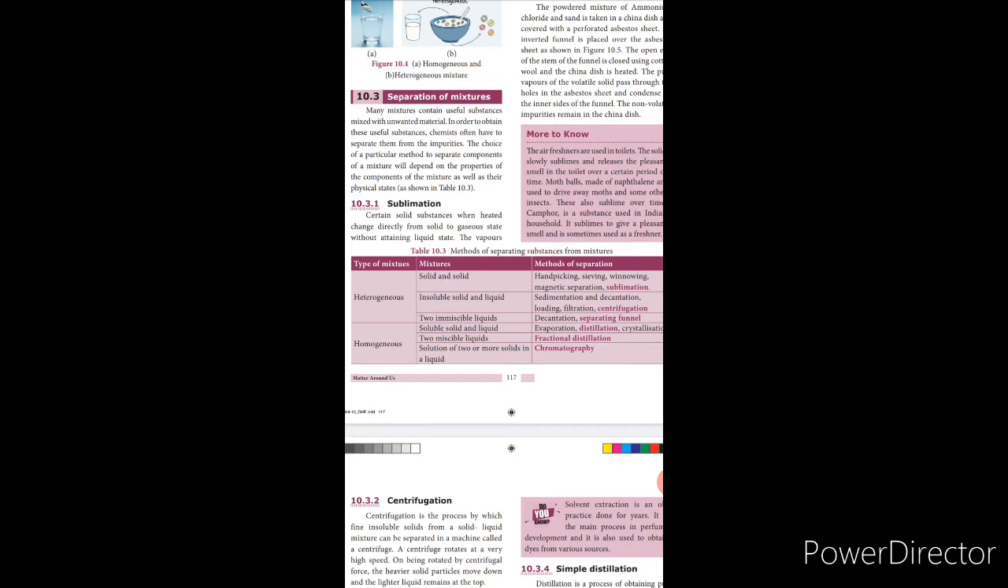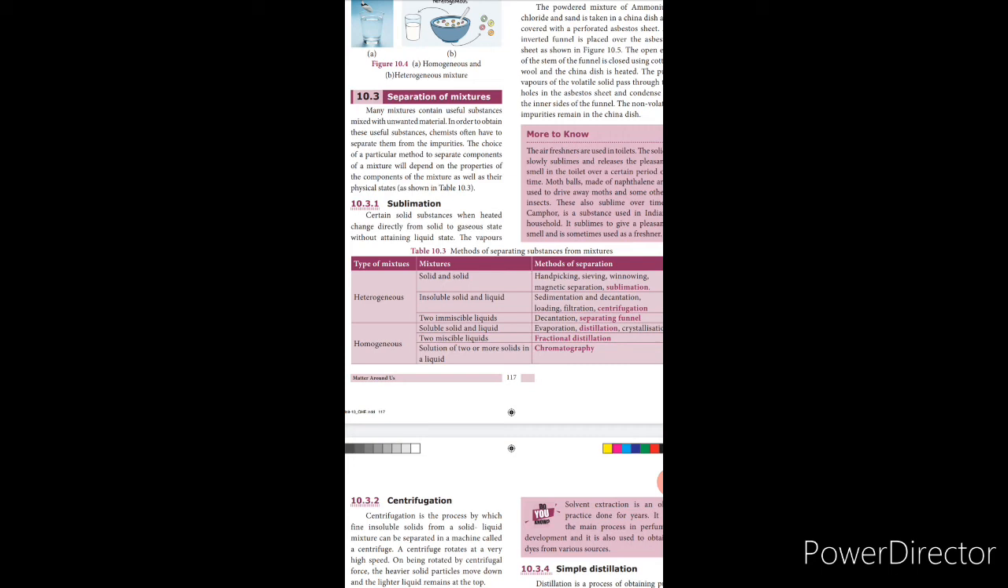The sedimentation, for example, if you have sand and water mixed together, after some time what happens, it will settle down at the bottom of the test tube and you will get clear water at the top. So this can be decanted. Decanted is filtered and sedimentation is settling down. So after settling down, it can be filtered.